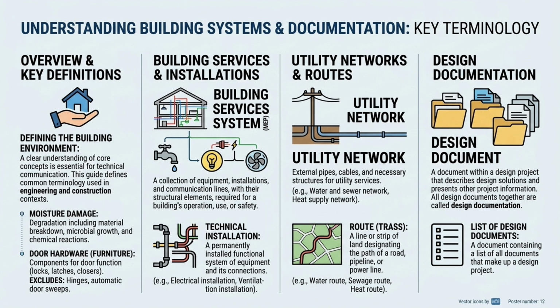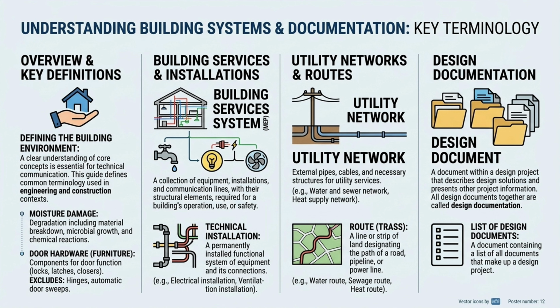It's important to define terms clearly for accurate technical communication. Moisture damage refers to problems like the breakdown of materials, growth of microorganisms, and harmful chemical reactions, all due to excess moisture. These issues can affect both the structure and the health of the occupants. When discussing parts of a door, the term door hardware or door furniture includes components like locks, latches, and closers, but specifically excludes hinges and automatic door sweeps.